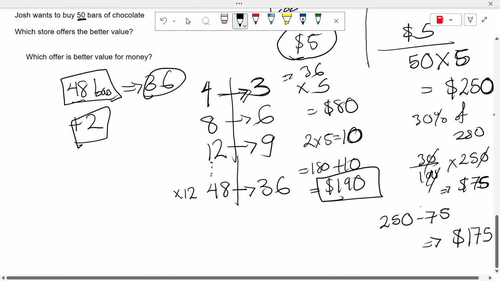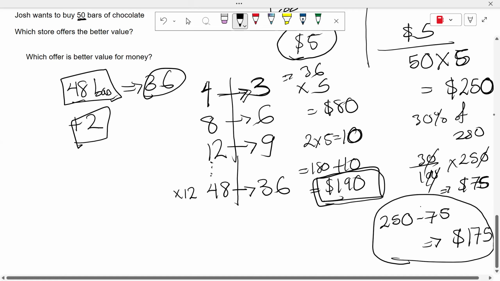$175. So which one is the better value for money? In which one is Josh going to spend slightly less? Store B, because he's paying $175 for 50 bars of chocolate. In store A, he's paying $190. Again, when it comes to the price, store B is the winner here.